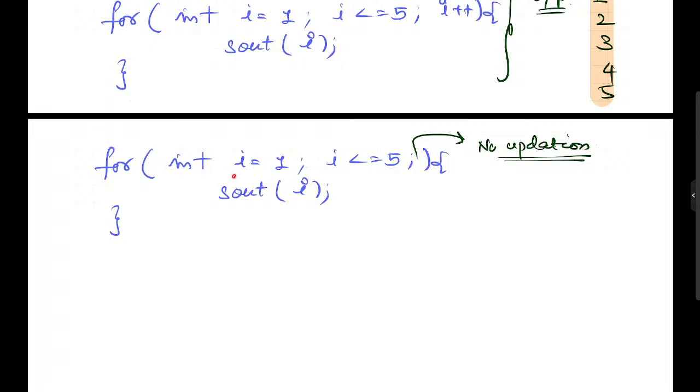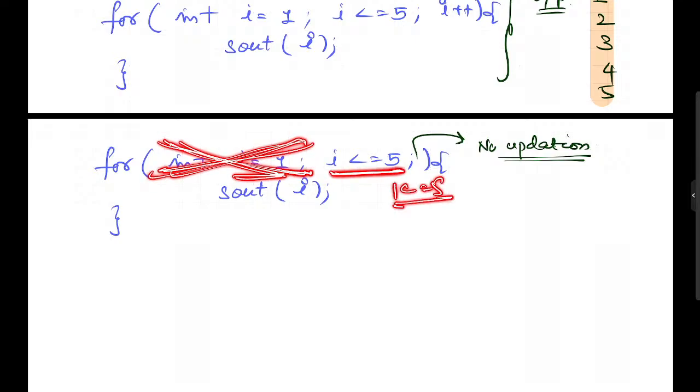Let's see. I is 1. Don't care about this; once I is assigned 1, you don't care about it, right? Now is I less than or equal to 5? Yes, 1 is less than or equal to 5. Go and print the output, and you will get 1. Is there an updation step? No, it will say there is no updation step.